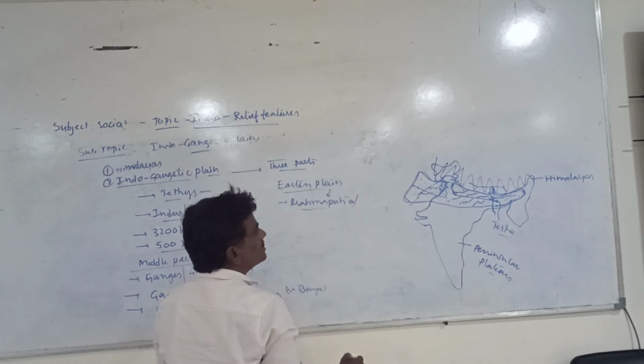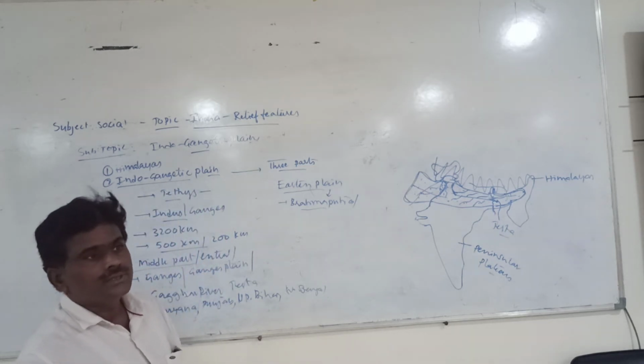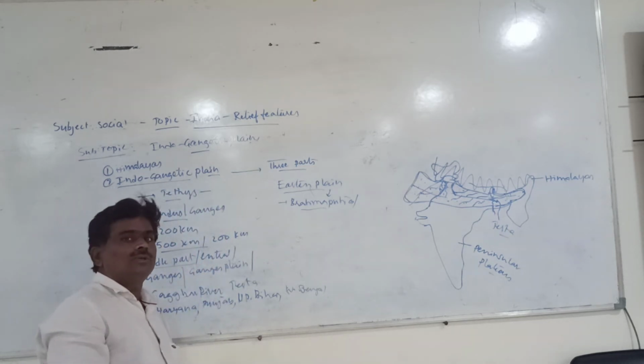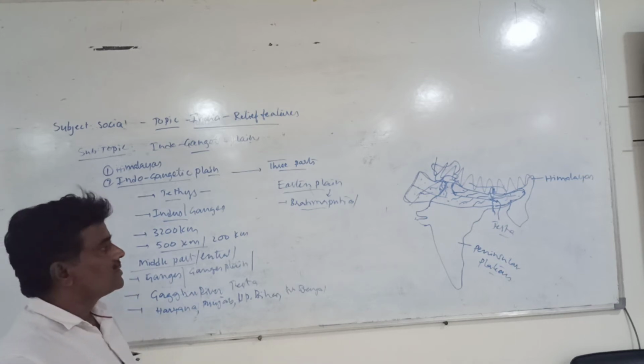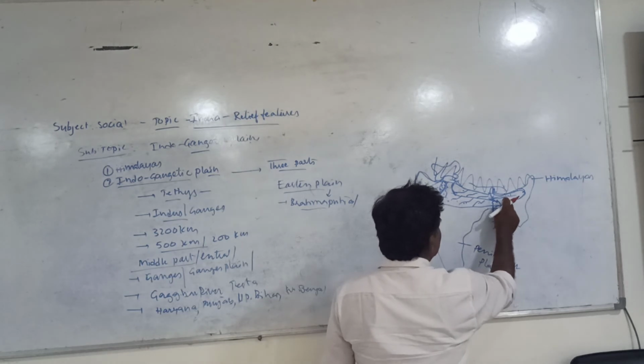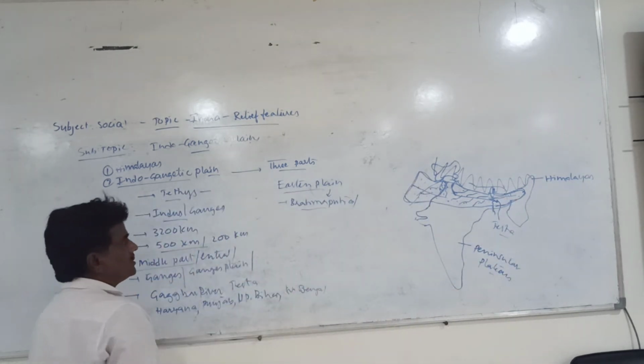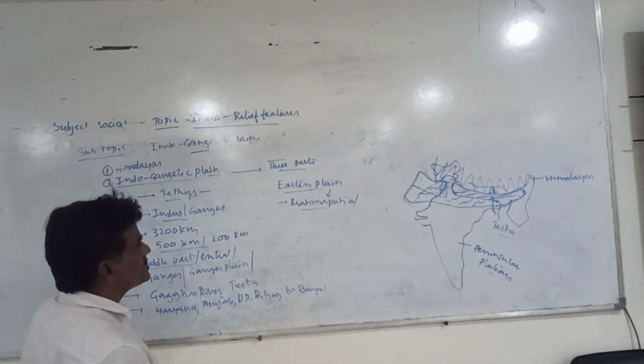Brahmaputra and its tributaries like Dihang and Dibang. Tributaries of Brahmaputra and Brahmaputra are responsible for formation of the valley, so plain region in the Assam region. So this is called eastern plains, a part of Indo-Gangetic plains. This is also fertile soil.